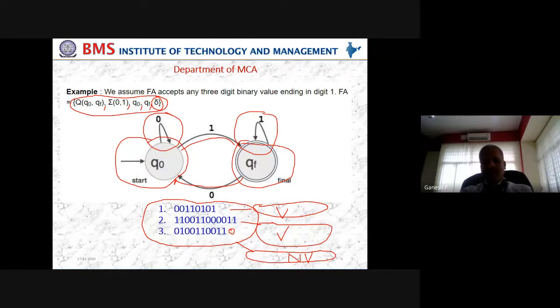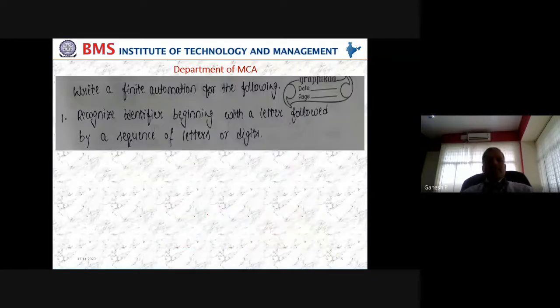Okay. So with this, let us go to the problems. You can take some exercises. So first one. Write a finite automaton for some of the problems we take now. So first one is: recognize an identifier beginning with a letter followed by a sequence of letters or digits. Hope you have done it yesterday, last class. If some of you could not, let me know. Otherwise, you will go to the next problem.